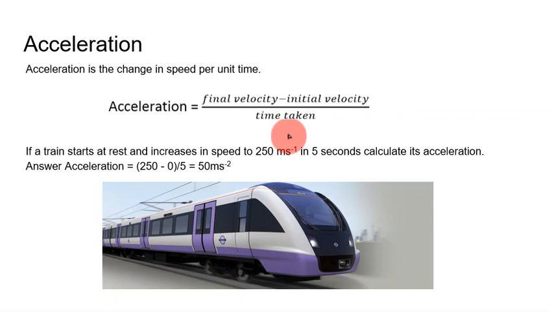If it's a positive value, it means that the object is accelerating. If it's 0, it means that the object is at constant velocity or constant speed, it's not changing. If it's a negative value, it means that the object is slowing down. So that is acceleration, and that's how you measure and calculate acceleration.